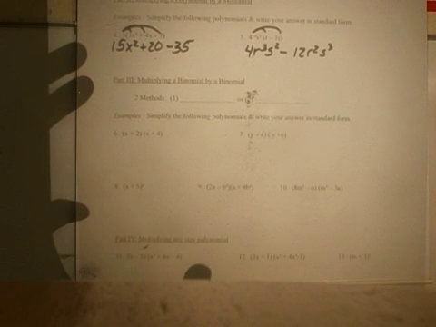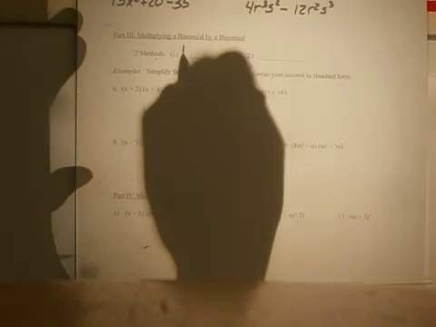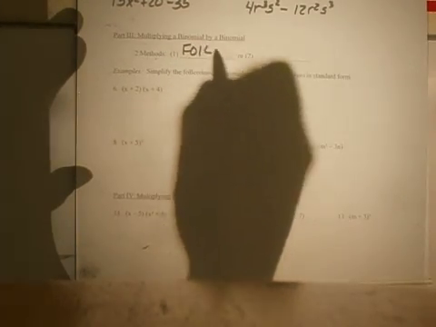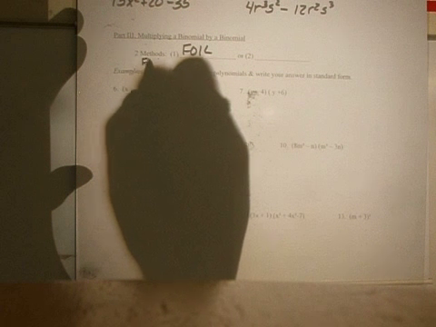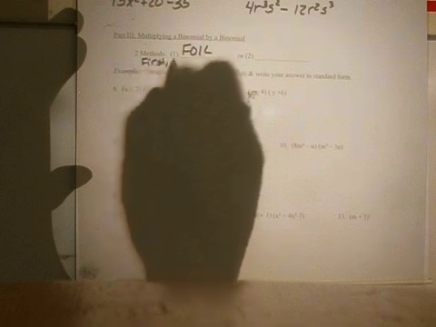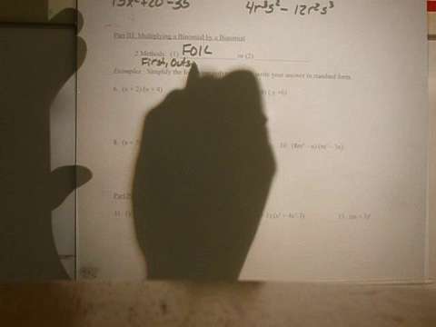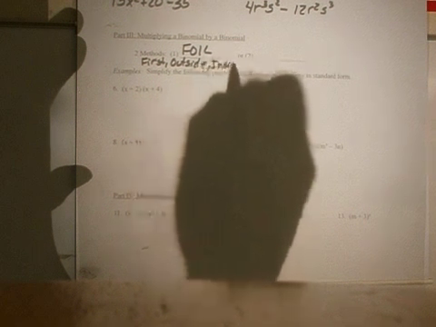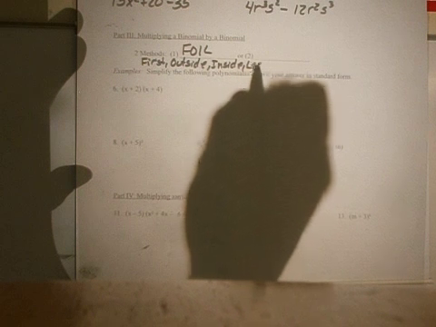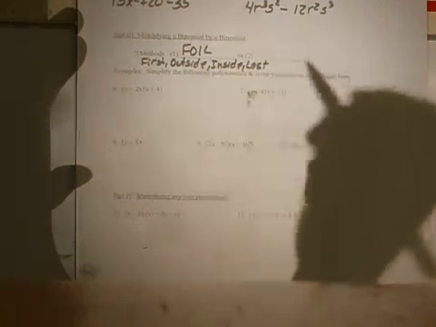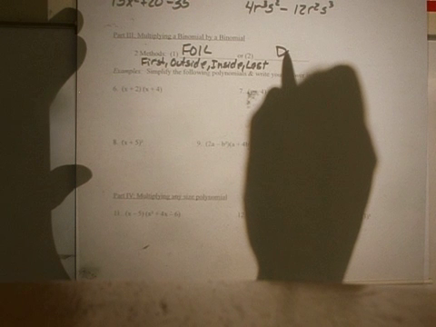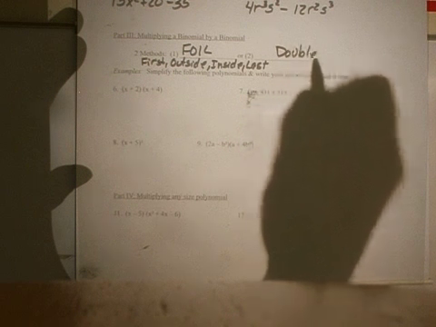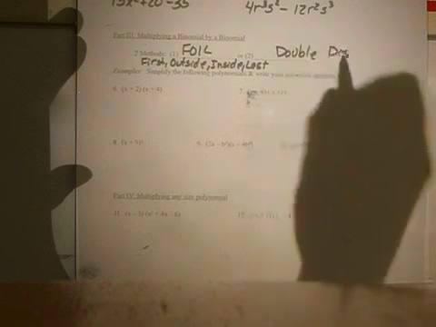The two methods for multiplying a binomial times a binomial are FOIL, which stands for first, outside, inside, last, or it's kind of like a double distributive property where you distribute twice.